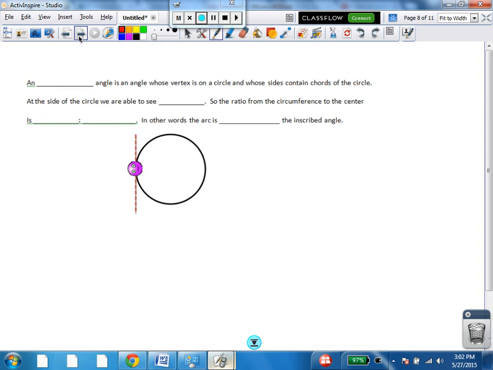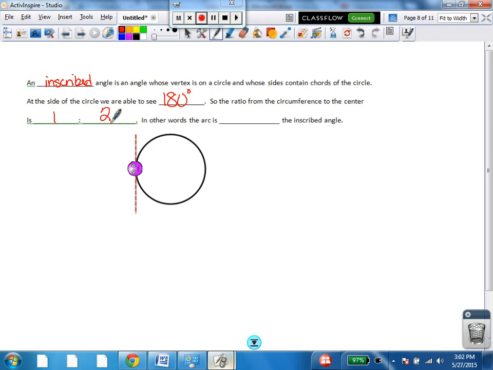Next one. An inscribed angle is an angle whose vertex is on a circle and whose sides contain chords of the circle. At the side of a circle, we're able to see 180 degrees. So the ratio for circumference of the circle is 1 to 2.